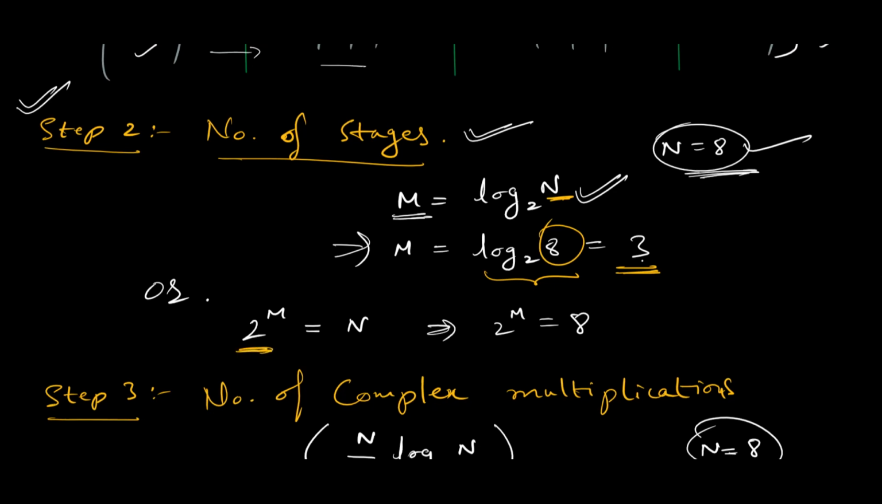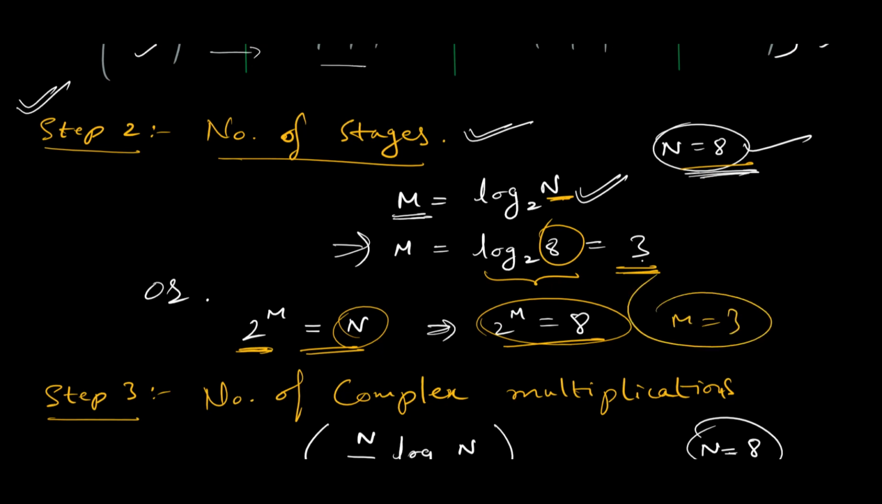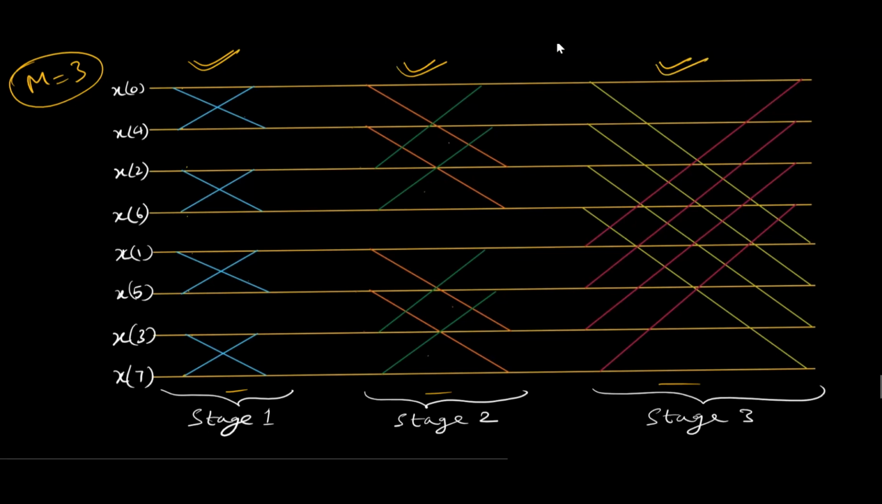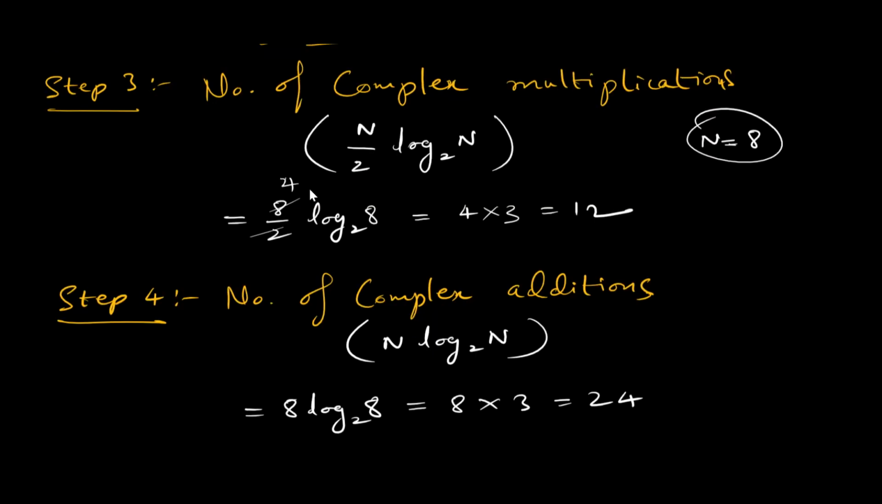So 2 to the power M equals N. We know this from yesterday's last lecture. N is given to us as 8, so from here we can easily estimate the value of M, that is 3. So M equals 3. What does it imply? It implies that we have 3 different stages of butterflies. The first stage is this one, the second stage is this one, and the third and last stage is this one.